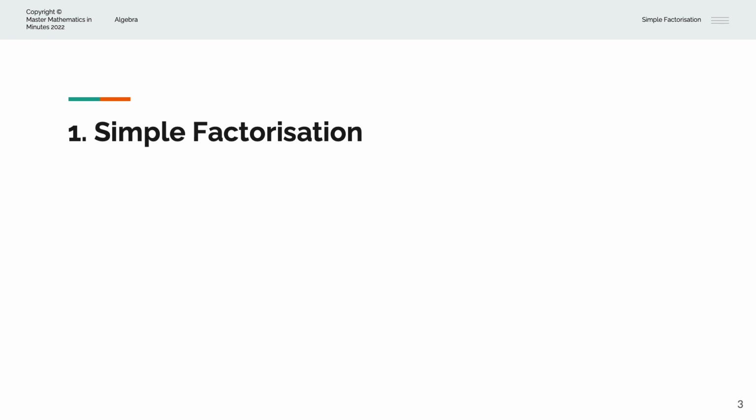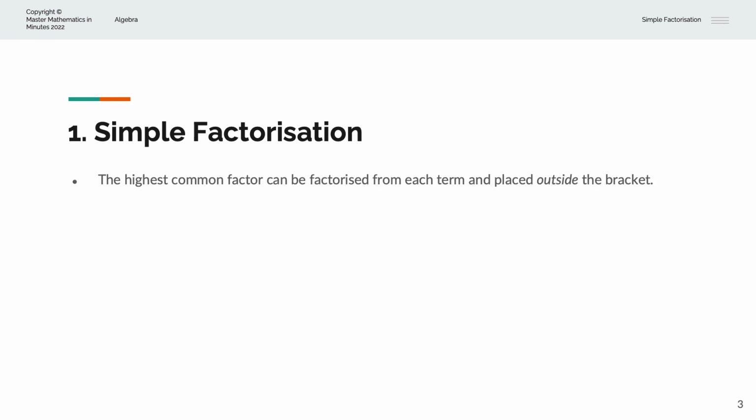So, what is simple factorization? The highest common factor can be factorized from each term and placed outside the bracket. Let's consider a couple examples. With AB plus AC, A is the highest common factor across these two terms, and so we can factorize A and place it outside the brackets. And in the brackets we have B plus C.